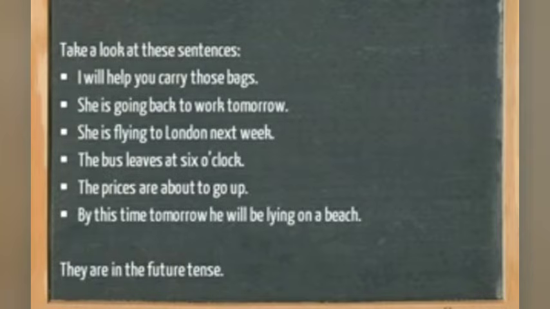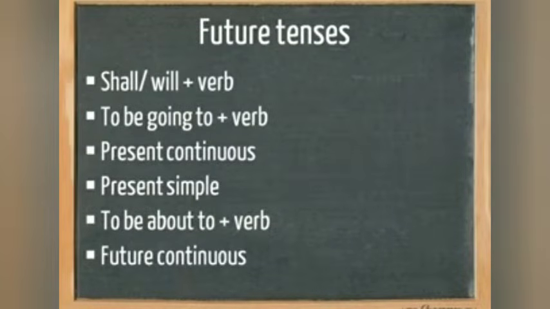Now, in these examples, you must have noticed that though all the sentences are in future tense, they have a variety of structures. They are actually referring to future time in different ways. These are mainly 6 different ways or structures to refer to future time.